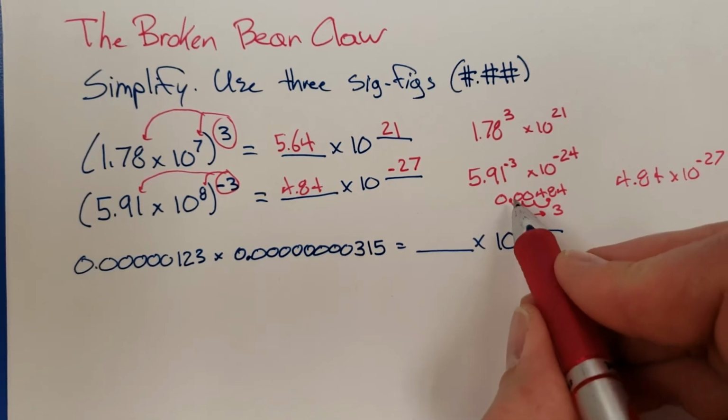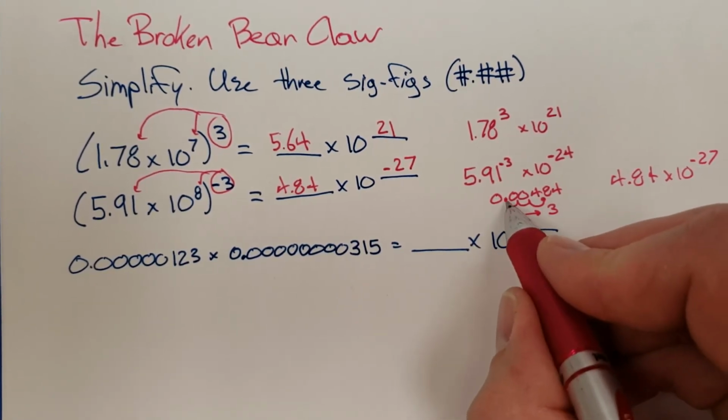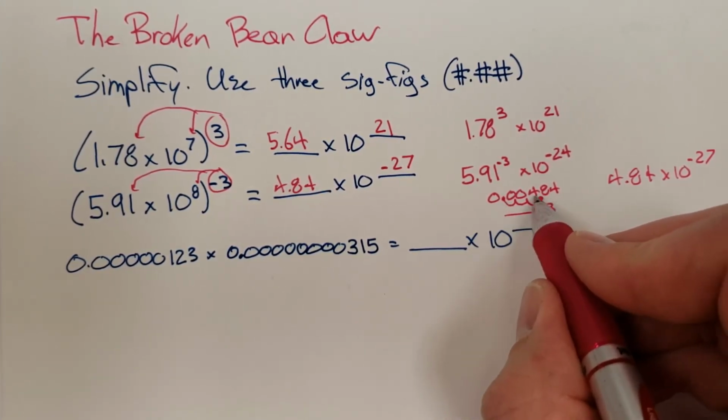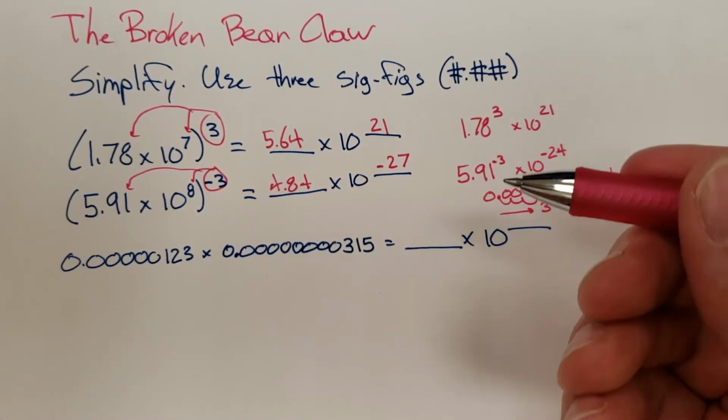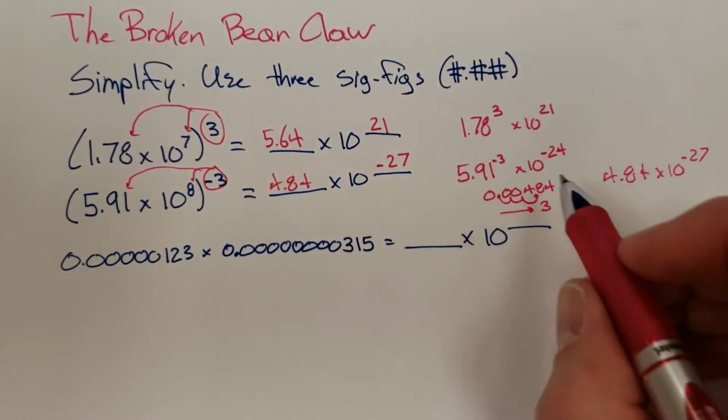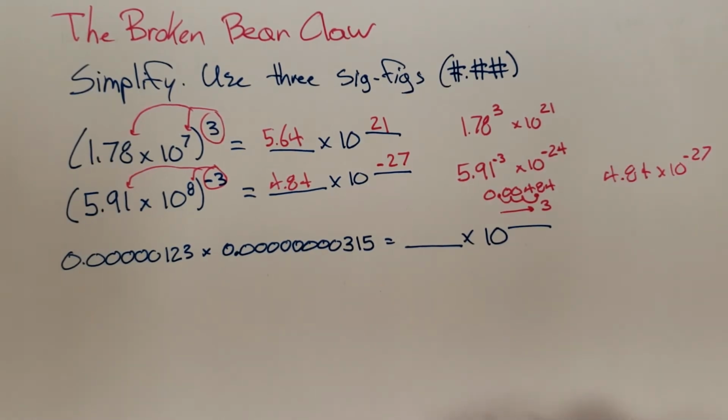Remember, the decimal is kind of weird. If you move the decimal to the right, you actually take away from the exponent, but as you move the decimal this way, you add to the exponent. So scientific notation is weird.